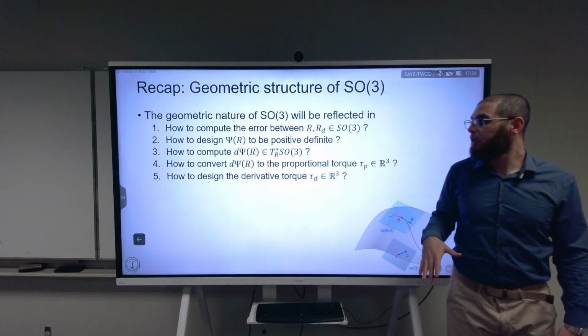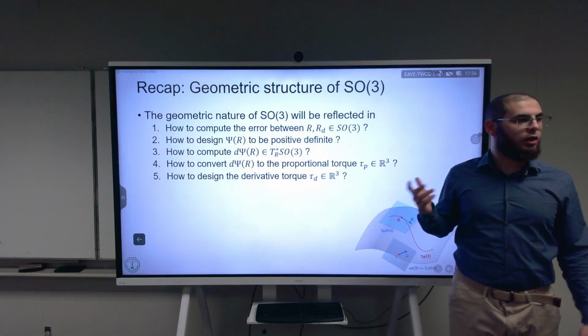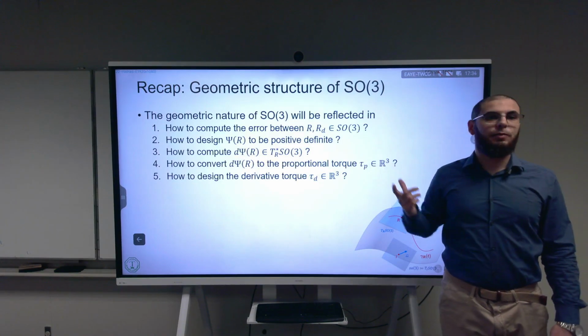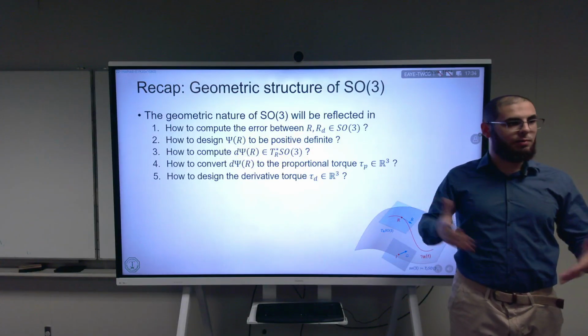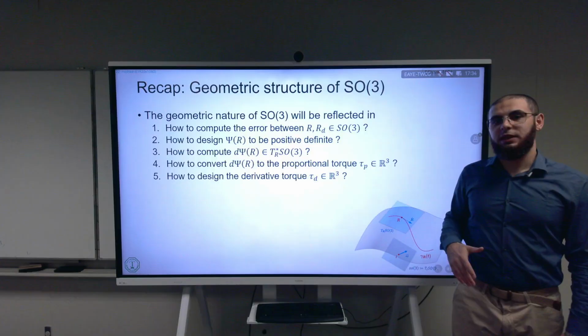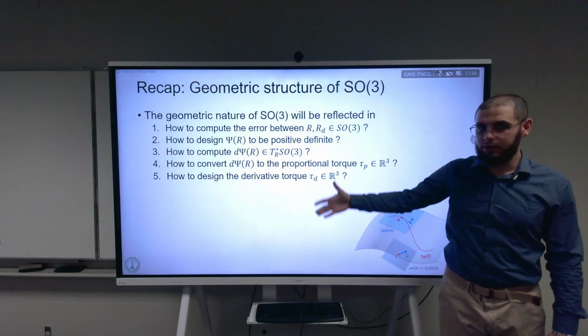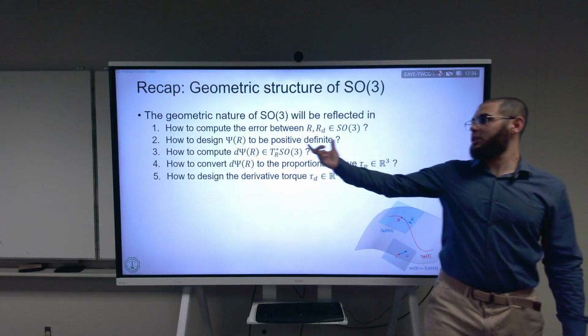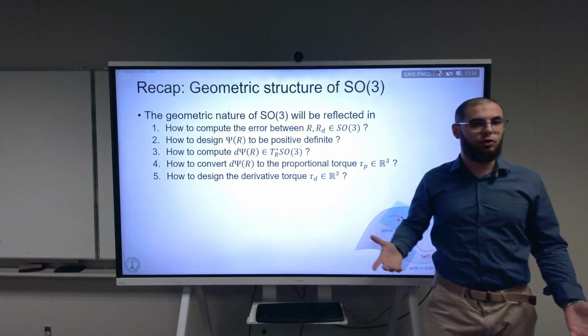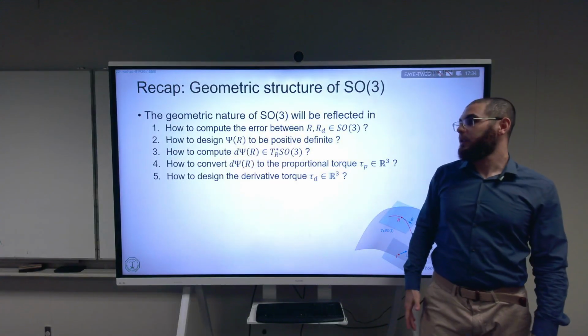This was the recipe. You start by defining an error function between R and R desired. We talked about what potential function you are going to choose. We gave one option, but you can have different ones. You can come up with something, and you'll find a lot of alternatives in the literature. But continuing, the recipe is the same. You change the potential function, you're going to have different controllers, but the derivation is the same.